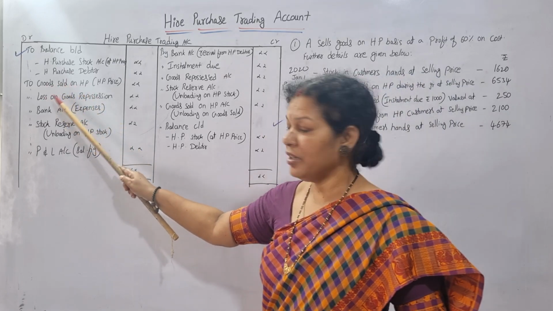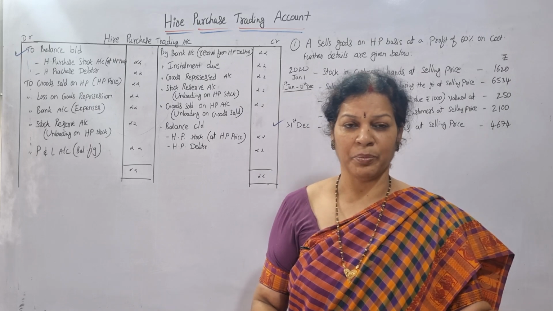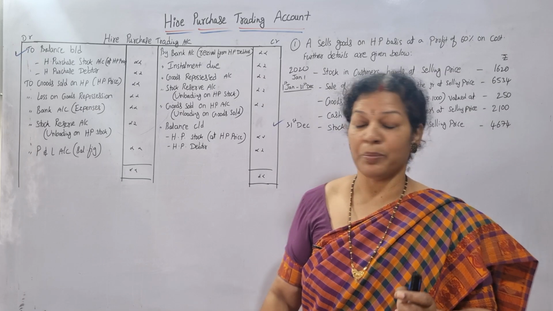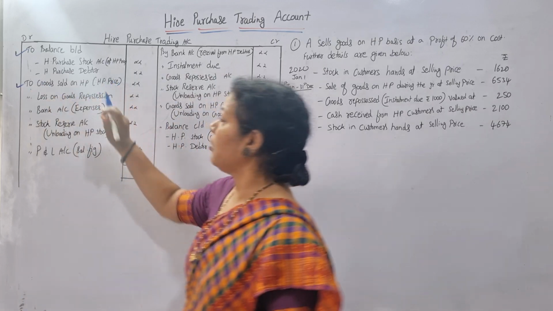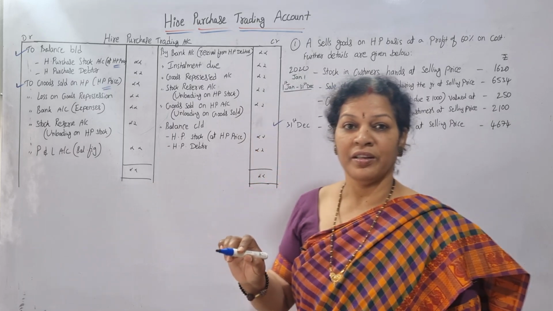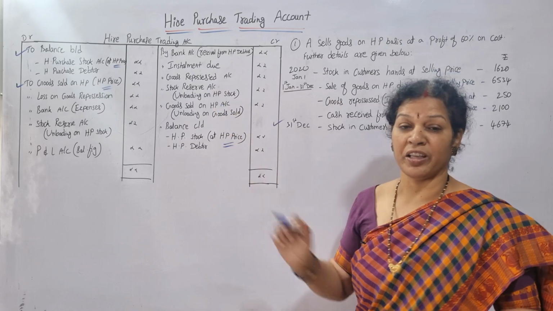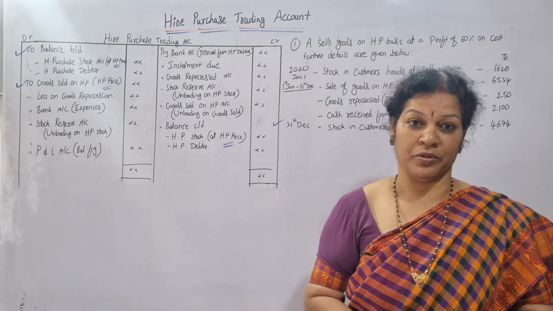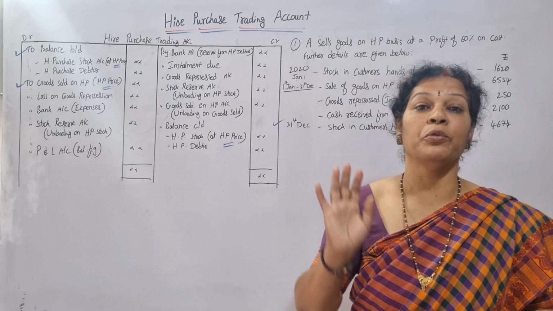Second transaction, remember, debit side: goods sold on hire purchase. Whenever you are selling goods on hire purchase basis, that comes on the debit side. This is also at hire purchase price. So opening stock, closing stock and goods sold on hire purchase, these three are at hire purchase price, which means they include an extra amount over the actual amount. That is called loading, and that is to be removed.